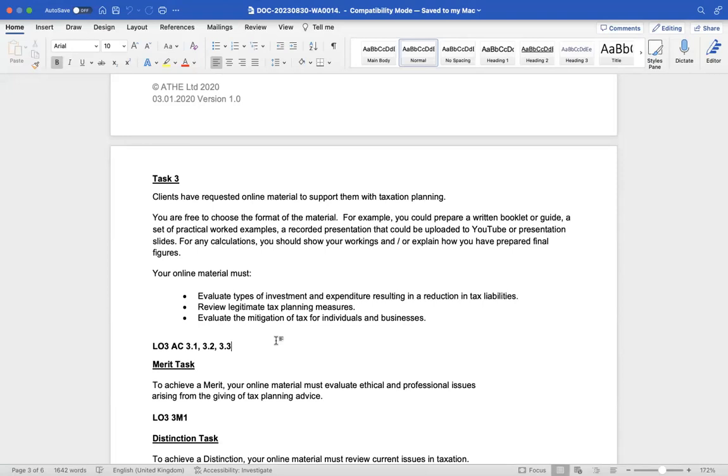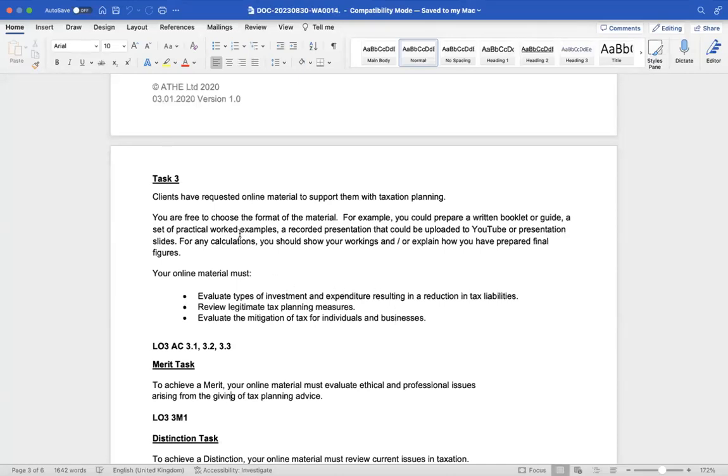Then you will come to the last point, which is evaluate the mitigation of tax for individuals and businesses. Evaluate tax mitigation strategies for both individuals and businesses, including methods for reducing tax liabilities. You can also discuss the implications and effectiveness of these strategies in different scenarios. Offer insights into long-term tax planning for sustainable tax mitigation.